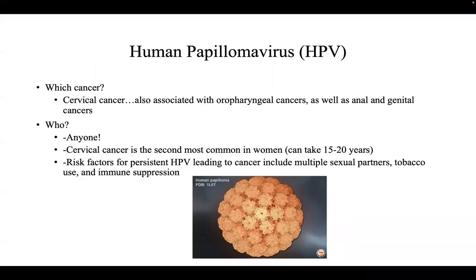So another DNA virus now, the human papilloma virus, which causes cervical cancer and is also associated with oropharyngeal cancers and anal and genital cancers. Again, who can get HPV? Anyone. And it's the second most common cancer in women. It can take up to 15 to 20 years to develop. And the risk factors include multiple sexual partners, tobacco use, and immune suppression.